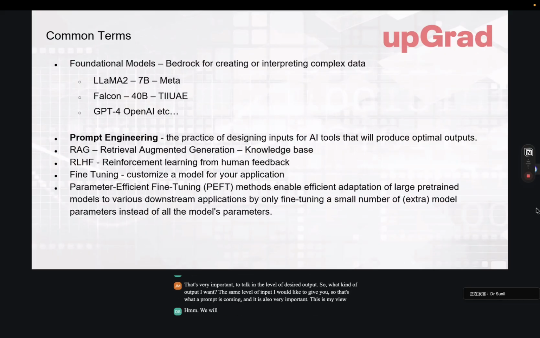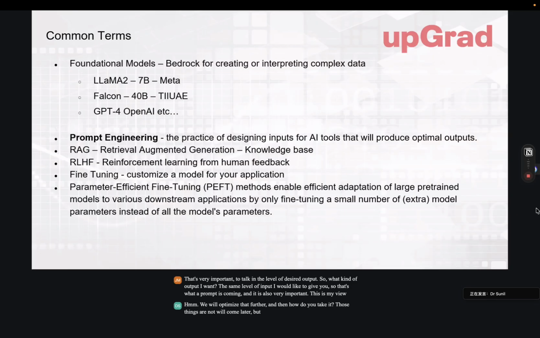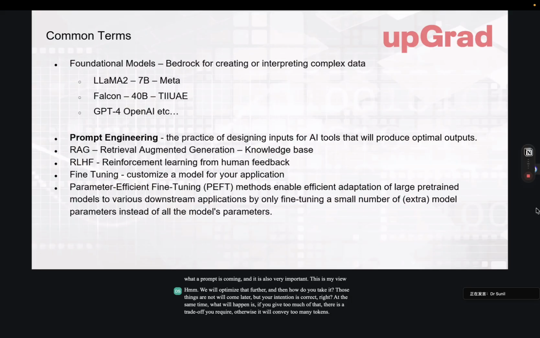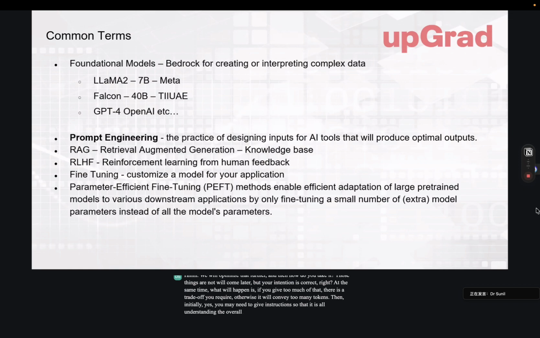We will optimize that further, and then how do you take it? Those things will come later, but your intention is correct, right? At the same time, if you give too much, there is a trade-off, otherwise it will consume too many tokens. Initially, yes, you may need to give instructions so that it understands the overall context. Then how do I optimize? We can do it. But your point is taken. Go ahead, thank you. Atif.